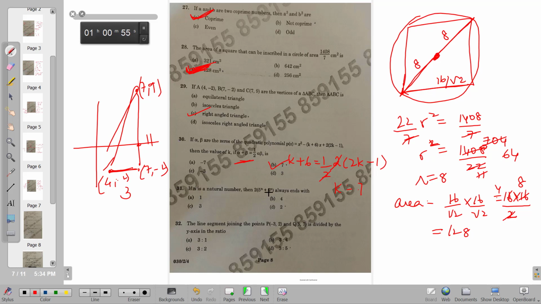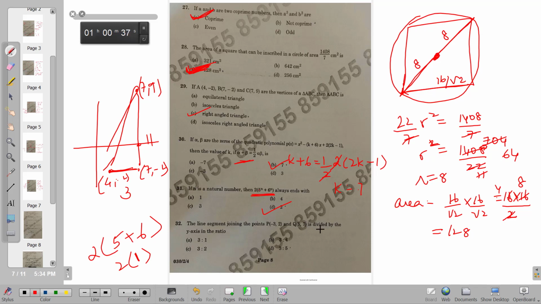30b. If n is a natural number, this will always end in 5 to the power n. 5 to any power will always end in 5. 6 to any power will always end in 6. We are only interested in units digit. 5 plus 6 always ends in 1. 2 into 1, so this will always end in 2. That is 31 answer. 32nd.